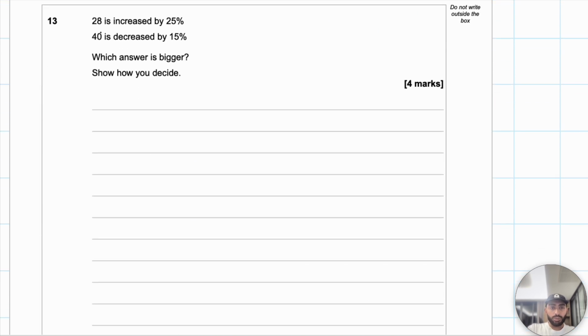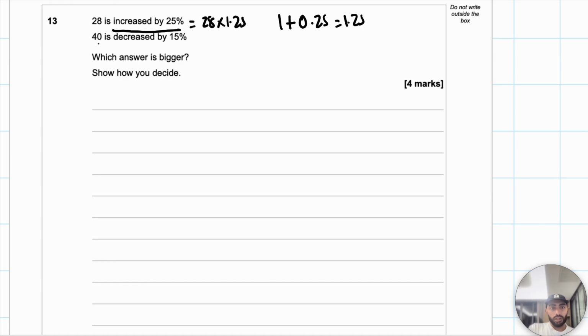Question 13. 28 is increased by 25%, 40 is decreased by 15%. Which answer is bigger? So let's convert this bit into a decimal multiplier. Because it's an increase, we start off with 1 plus, and this is 25%. What is 25% as a decimal? Just divide this by 100, so 0.25. So all I need to do to work that out is I take the original number, 28, and I multiply it by the decimal multiplier times 1.25.